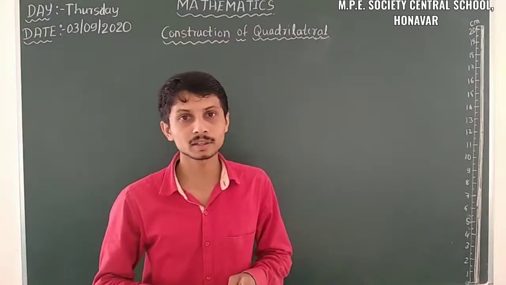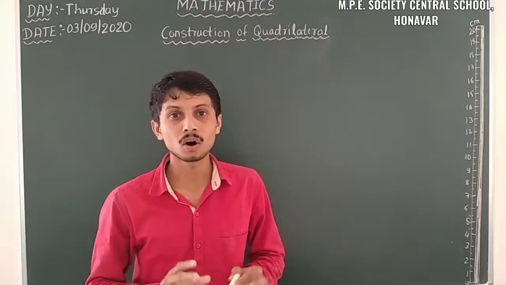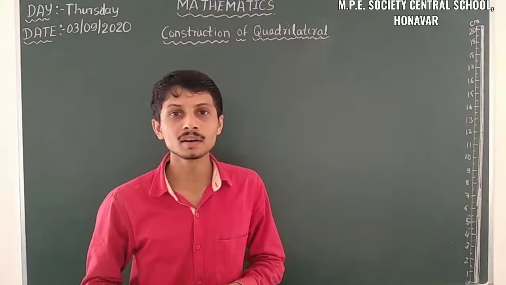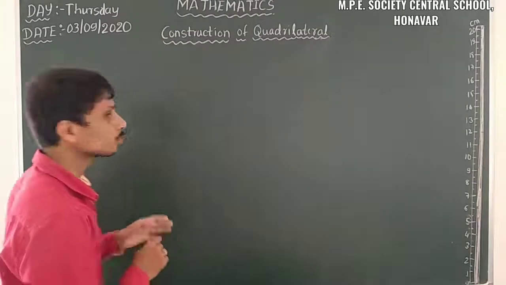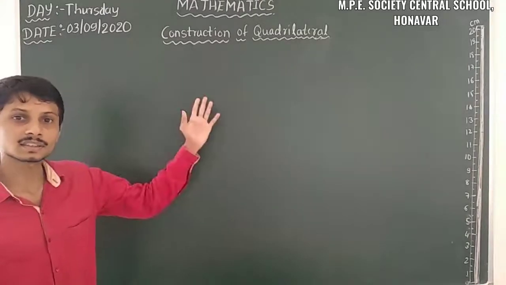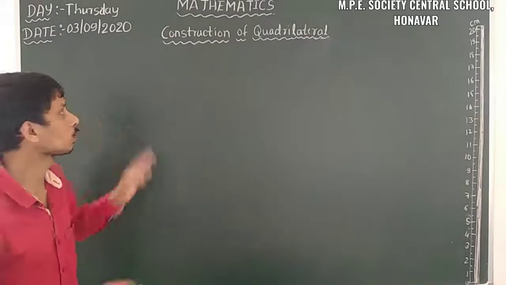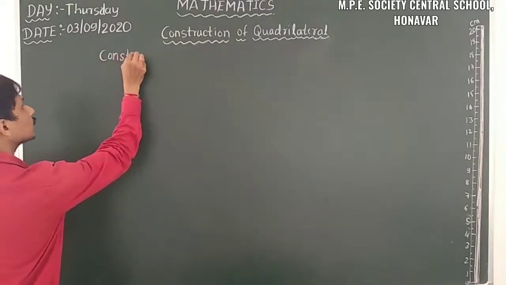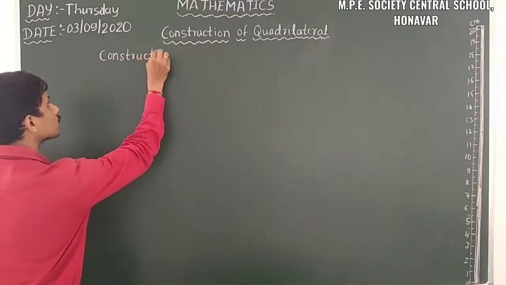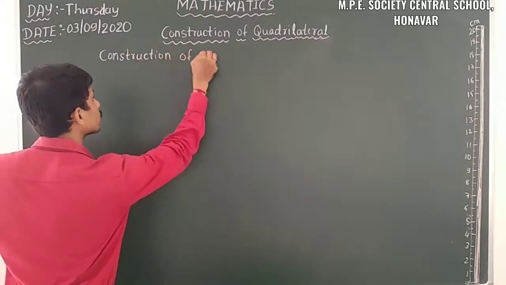We already know that in a square all the angles are equal and all the sides are equal. So let us move on to the construction of a square.